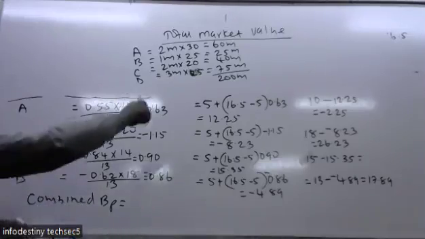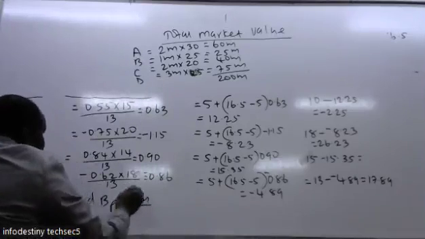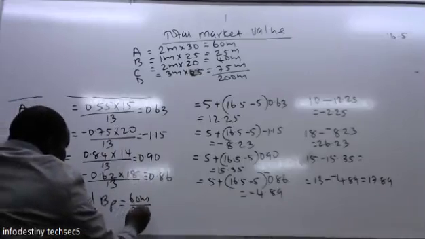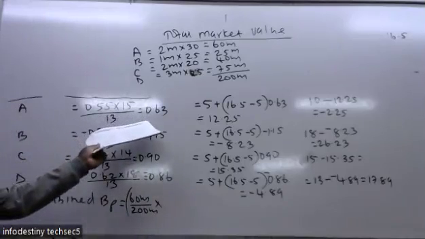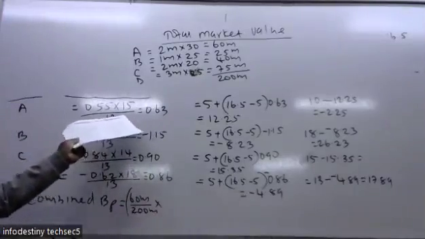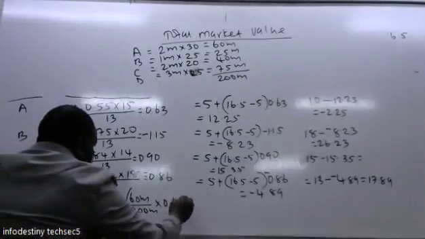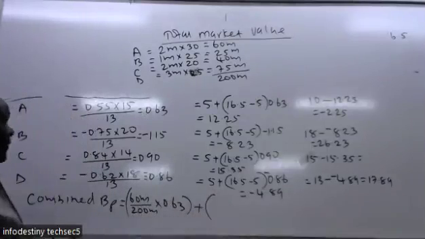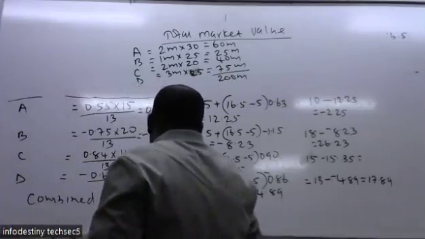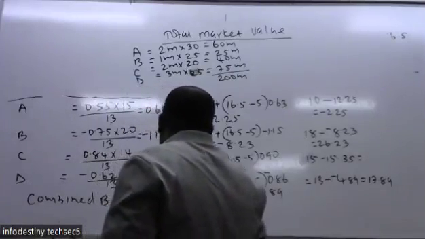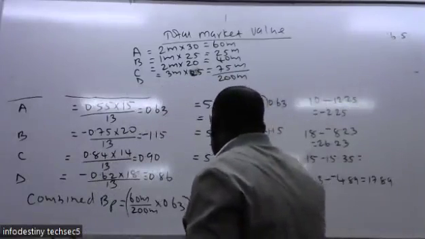I use the proportion for A. You can see the 60 millions. Divide by the total, which is 200 millions. Then the beta for A is 0.63. So multiply 0.63. That's now for A. The one for B, you take 25 millions, also divide by the total, which is 200 million. The beta for B is negative 1.15.